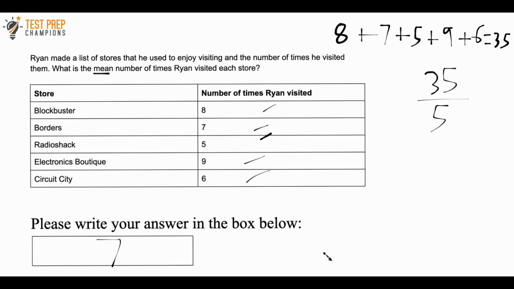So again, just to recap, to find the mean, you want to add up all of the numbers in the number set, and then you're going to count up how many numbers you have, and that's what you divide by. And in this case, the answer is 7.